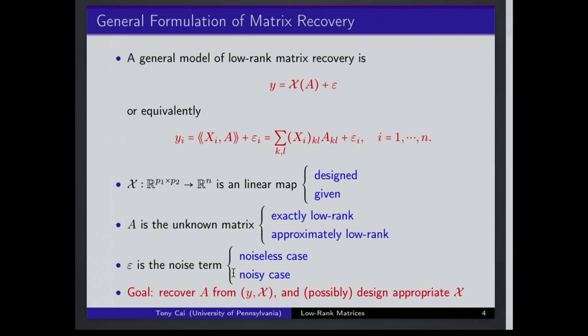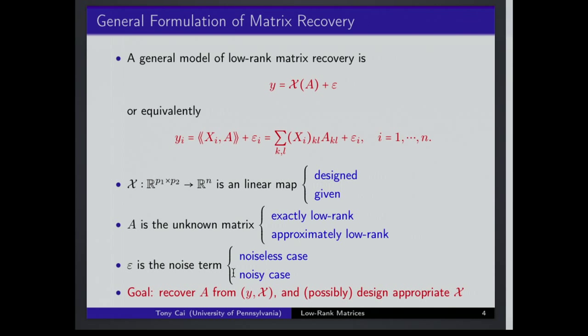And the problem can be formulated in a fairly general way. So we have an unknown low-rank matrix called A we want to recover. But we only get to see some linear transformation of this matrix A, X of A. And this can be equivalently written in terms of matrix regression. So you have an unknown matrix you want to recover. So you measure the matrix through inner product of a collection of matrices Xi. So this inner product is just element-wise vectorized inner product.